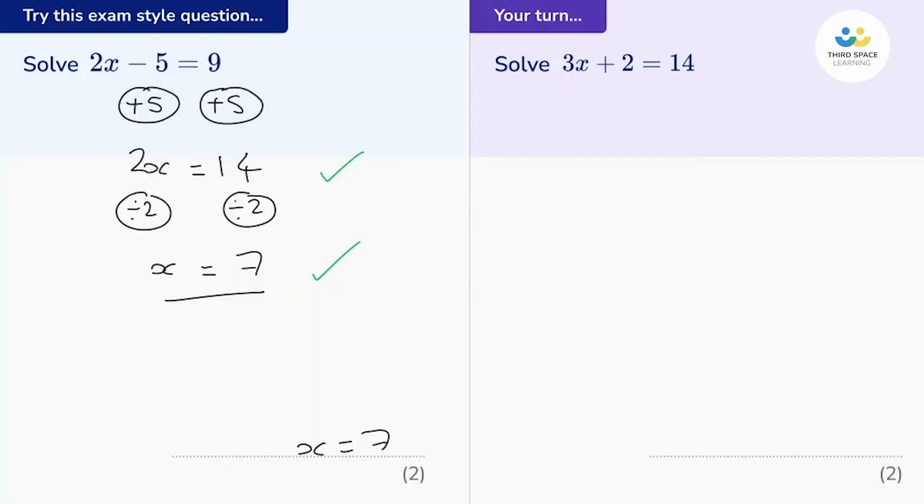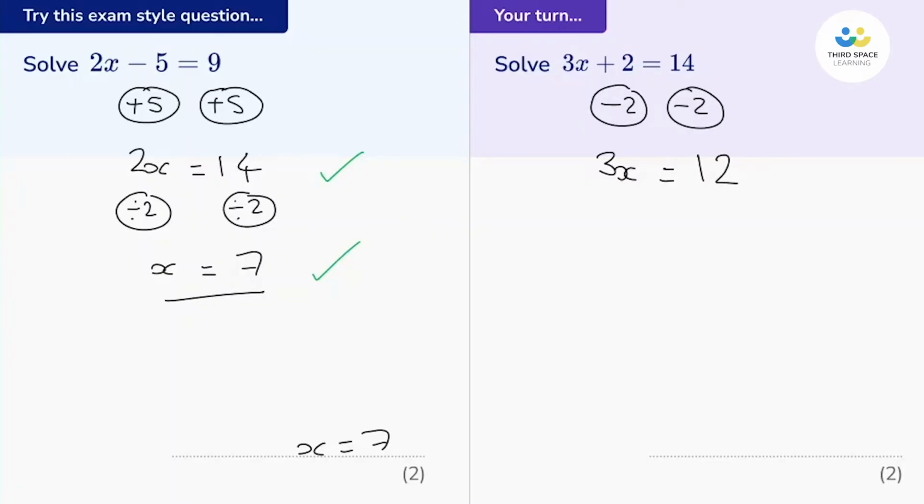Right, let's go through it. So it says solve 3x plus 2 equals 14. So this means 3 lots of something, add 2 is 14. So to solve this, let's work backwards and let's start by doing the opposite of add 2. Well, that's going to be subtract 2. So we're going to take away 2 from the left-hand side and from the right-hand side. When we do that, on the left we have 3x, and on the right, 14 take away 2 is 12.